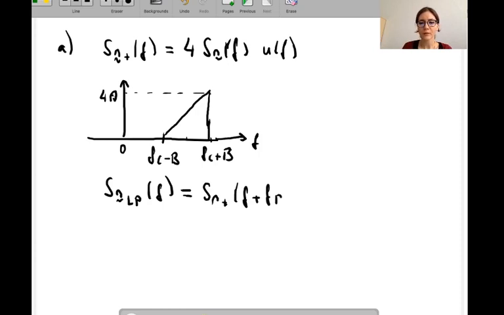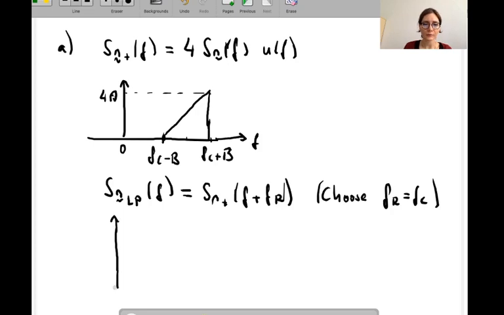Now here, since in part A we are choosing Fr equal to Fc, the Fc minus B point should be moving to minus B, and this point should be moving to plus B, so that we have this low pass spectrum. So the left point of the triangle moves to minus B, the right point moves to plus B, and the center point moves to 0.